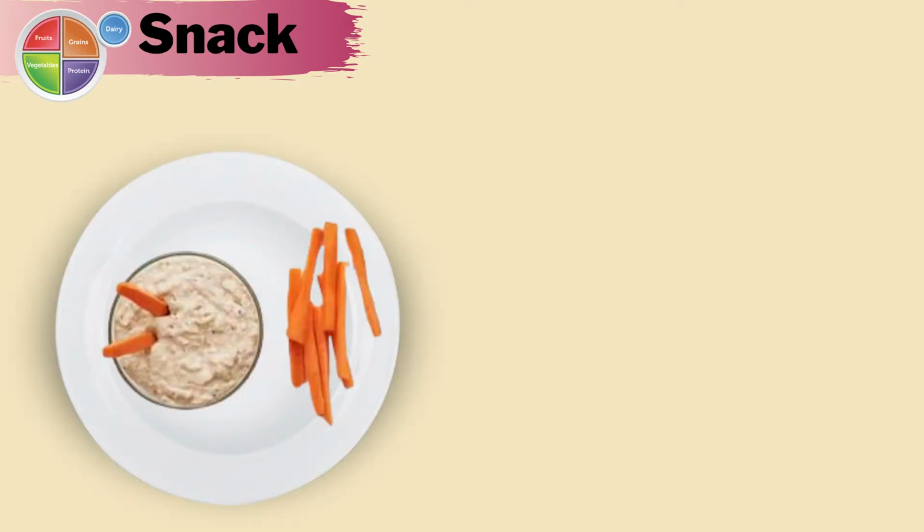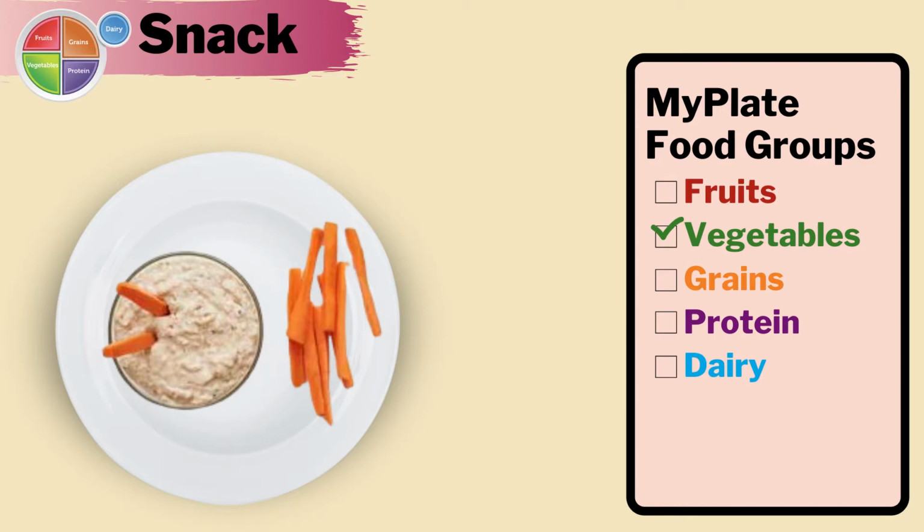My snack for today was hummus and vegetables. With my snack, I got 2 food groups, the vegetable group from the carrots and the protein group from the hummus. Snacks are a great way to include food groups you may have missed out on in other meals.